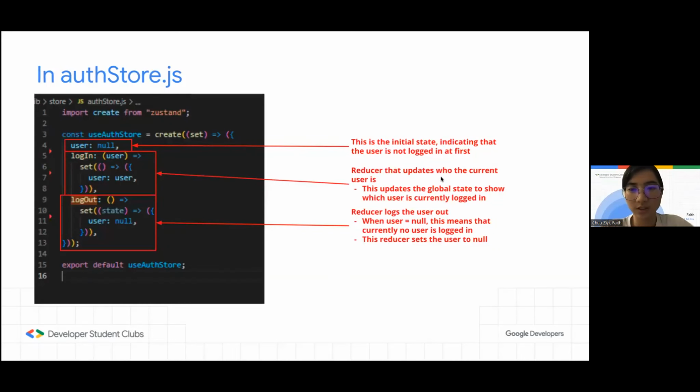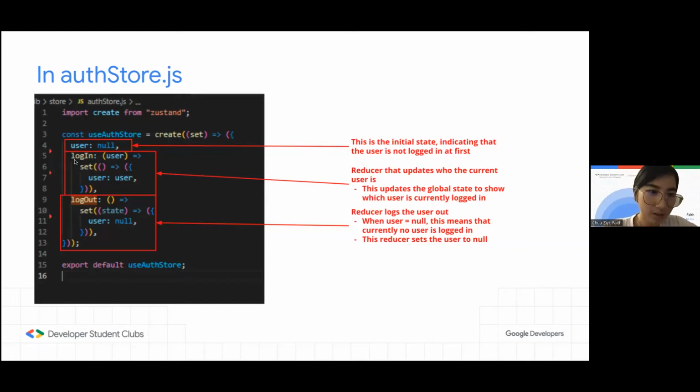So right, in offstore.js, what you do is you create a reducer here and you use the create function. And this is a Zustand function, by the way. How this create function works is it keeps track of the initial state, the React initial state. So the user is initially null, indicating that there's nobody logged in at first into the app.